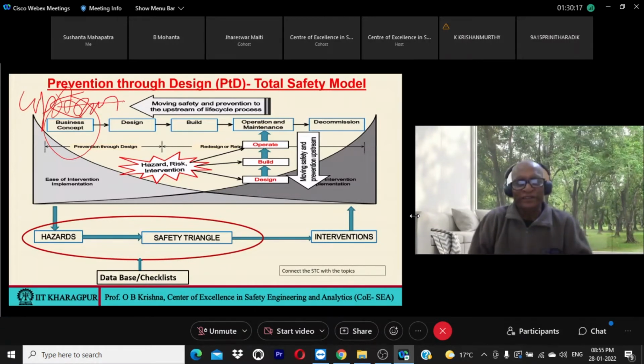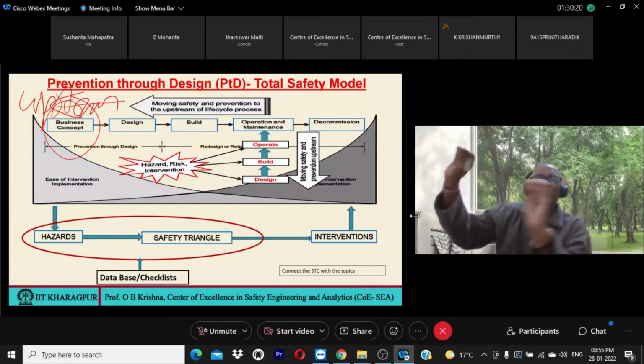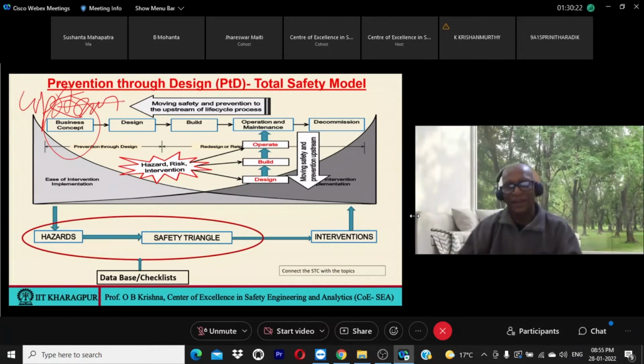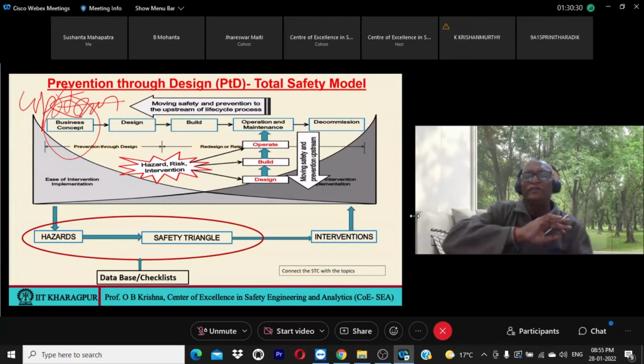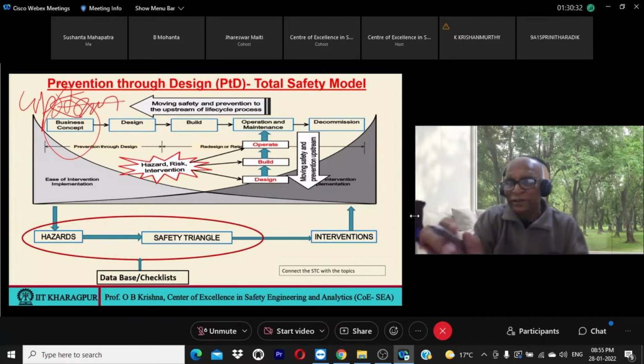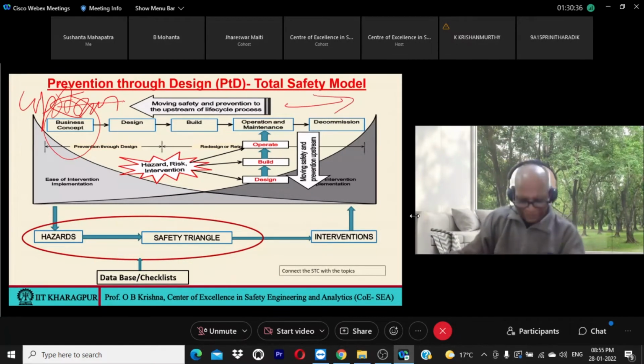Designers, if they don't know what safety is, will think, okay, it will be addressed at the construction stage, or it will be addressed at the manufacturing stage. Construction people say, okay, let me somehow complete my job. Let me push all the safety issues to operation. That is called pushing to downstream. This is not safety. Safety is pushing towards the upstream.